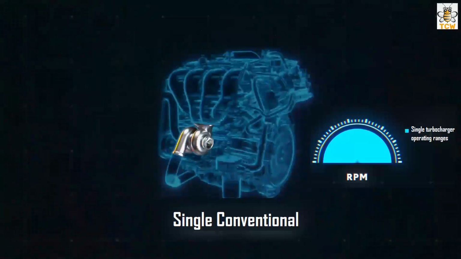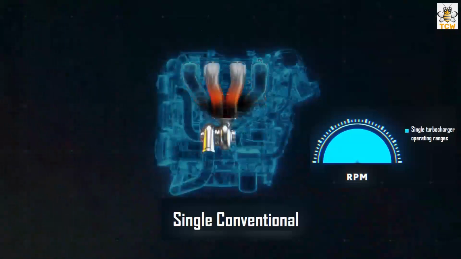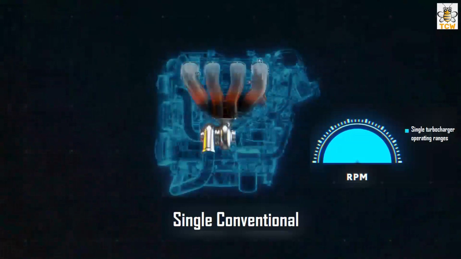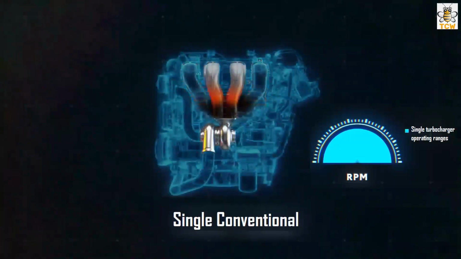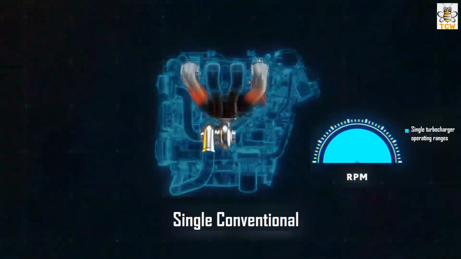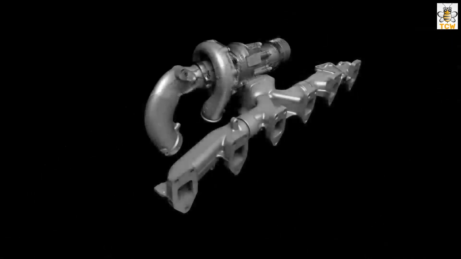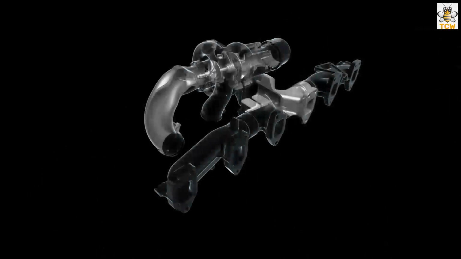The disadvantage of using a conventional single turbocharger is that it cannot operate optimally at all engine speed ranges due to turbo lag at low engine speeds. To overcome the turbo lag, a variable geometry turbocharger or twin turbocharger is used. This is an example of how a single-type turbocharger operates.